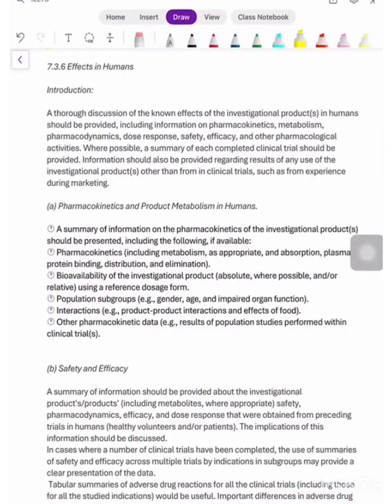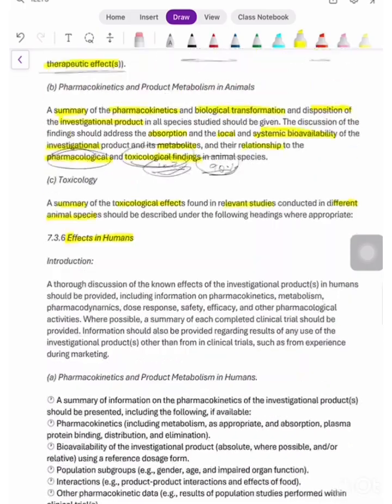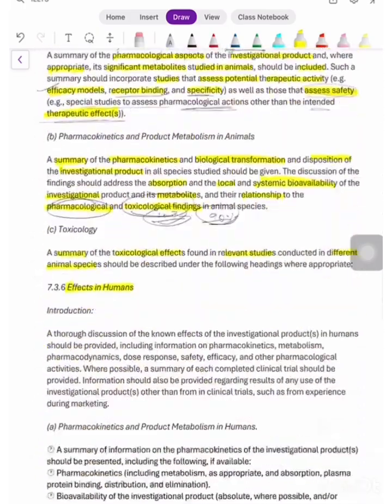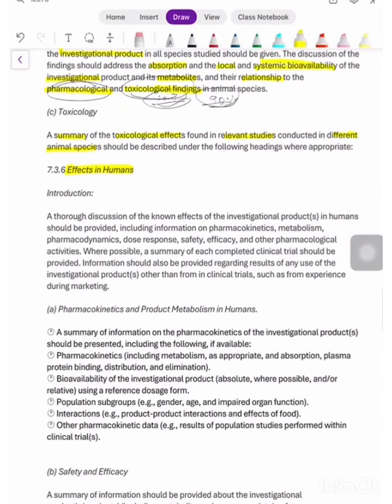So then the next is effects in humans. Okay, previously we discussed all these topics and subtopics. Here we are going to start with effects in humans. So, introduction. A thorough discussion of the known effects of the investigational products in humans should be provided.